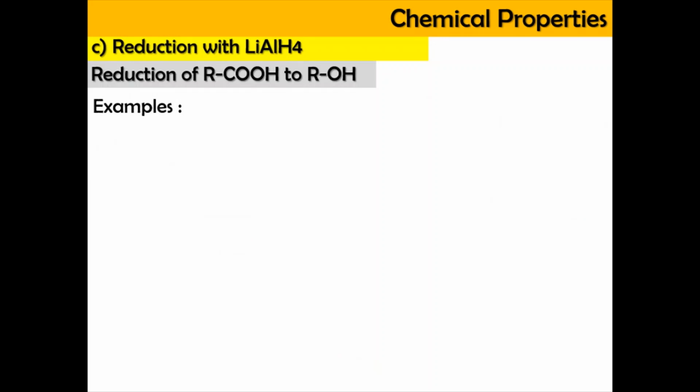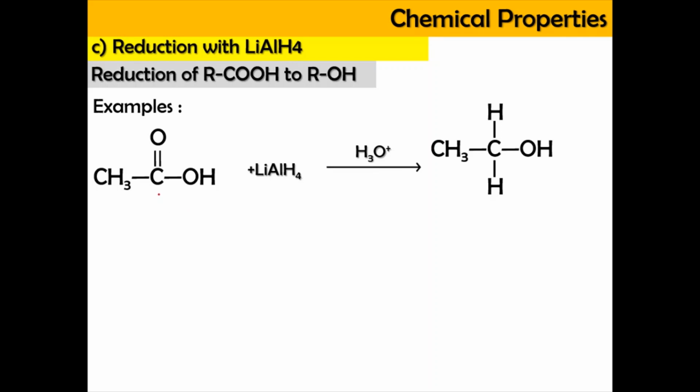Now let us look into the example here. So let's say you have ethanoic acid. When it undergoes reduction with lithium aluminum hydride followed by hydrolysis, what you're going to produce is the primary alcohol, which is ethanol. This one is ethanoic acid.